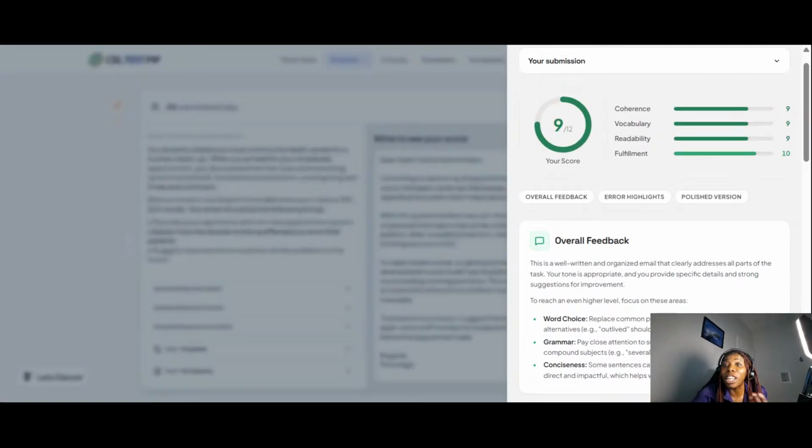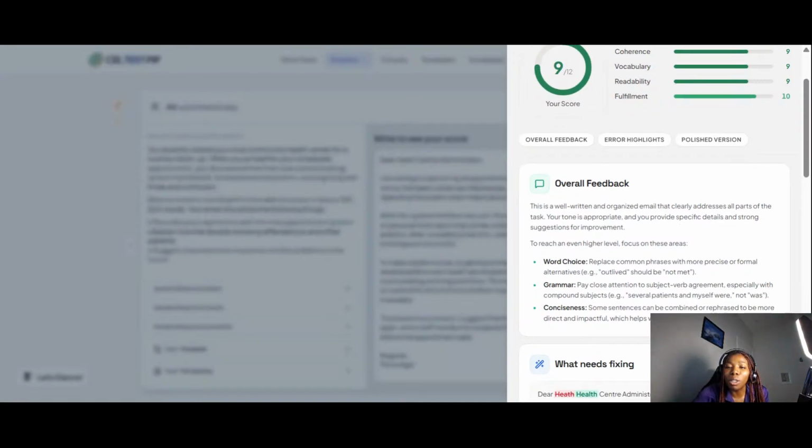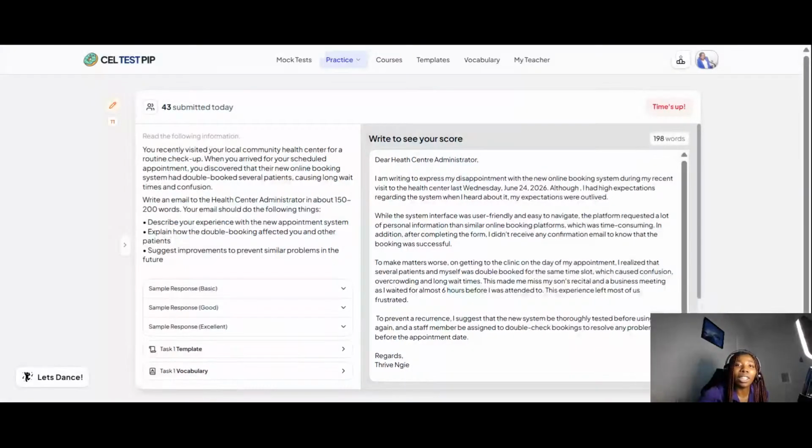Why I answered all this, but like I said, AI always grades you with the same level, they want you to use the same level of this thing. Let's say conciseness, your sentences can be combined or rephrased to be more direct, which helps with flow. Okay, that's what they said.